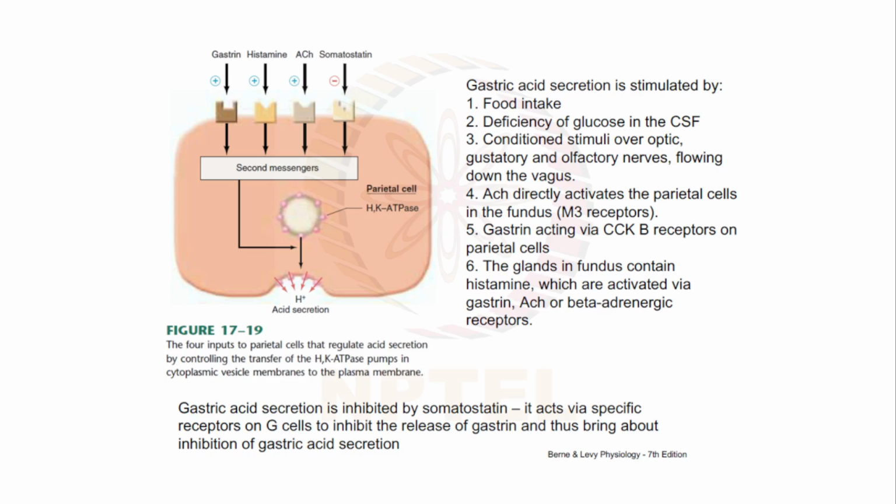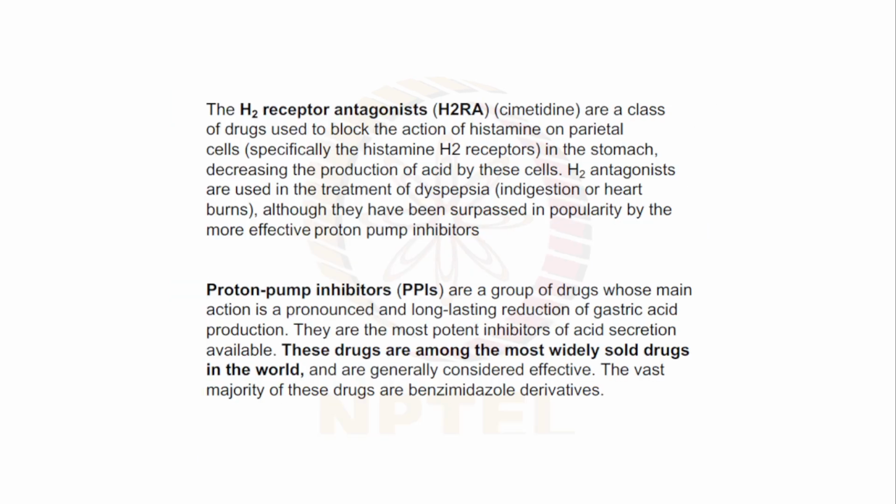ठीक है. So the gastric acid secretion is inhibited by somatostatin. It acts via specific receptors on the G cell to inhibit the release of gastrin and thus bring about inhibition of gastric acid secretion. So this is all an intrinsic mechanism in which one molecule is secreting, helping the secretion of another, and when the function is done, then the same molecule is actually helping in inhibiting the secretion also.